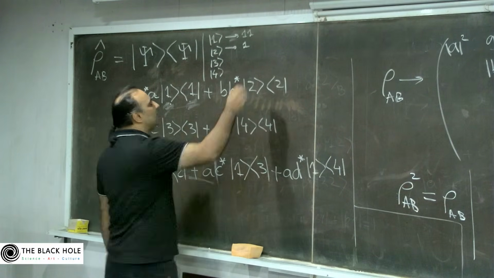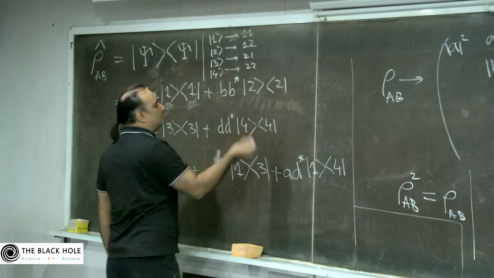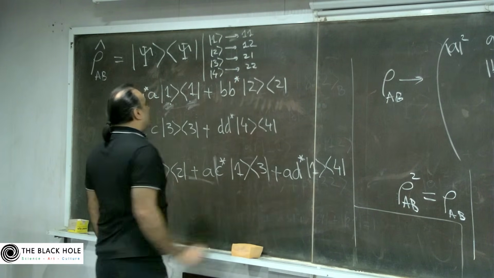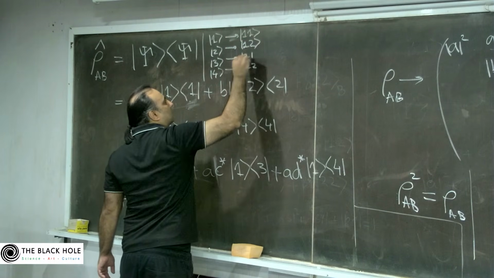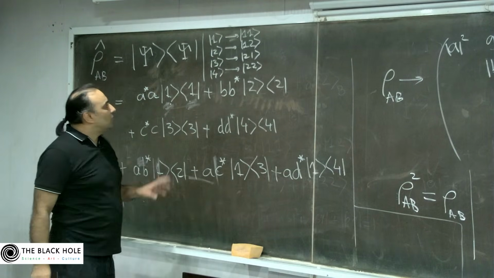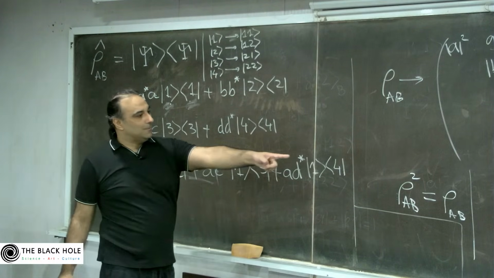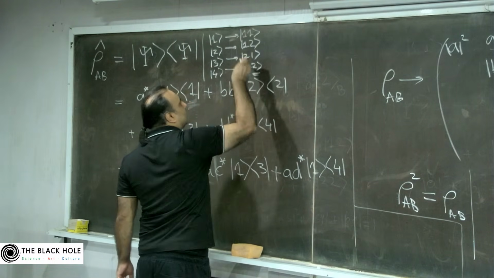This was 1 2, I guess. 2 1 2. Okay. So these are the states. But just notice these labels. So what we want is to focus on this part, the B part.